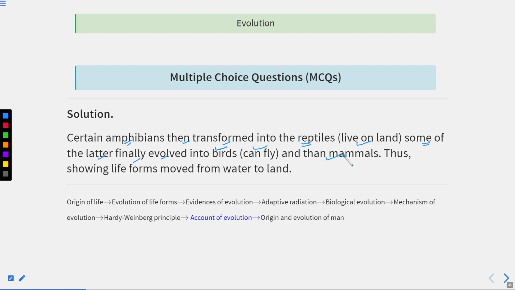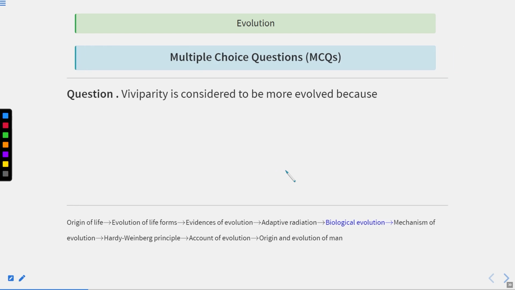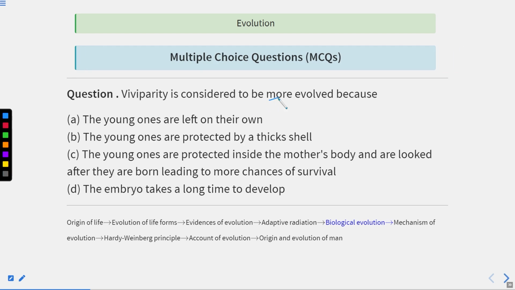So fishes which lived in water, they were aquatic. They evolved into amphibians which can live in both land and water, and then amphibians transformed into what? They transformed into reptiles, and the reptiles later evolved into birds and then mammals. Thus this pattern shows that life form moved from water to land. Clear? Now next question, vivipary is considered to be more evolved.